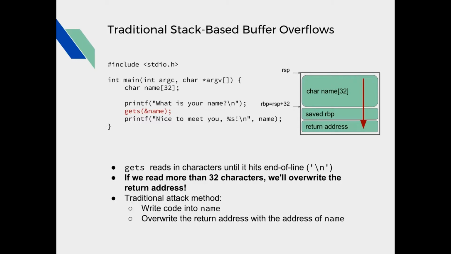With gets, as long as you don't put a newline in there, it's fine. That's the code that you want to execute, and then you overwrite through there. For the return address, you just put the address of where name is in memory. So you put your code where the name is, and when the function returns, it will jump to that code and run it.